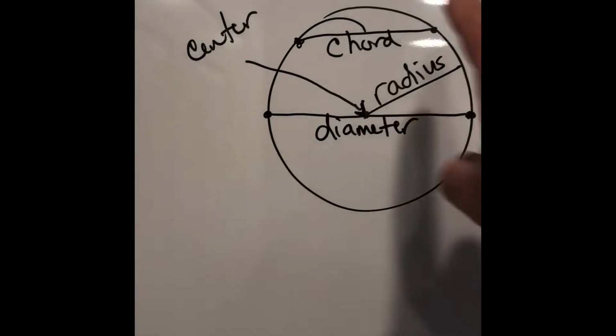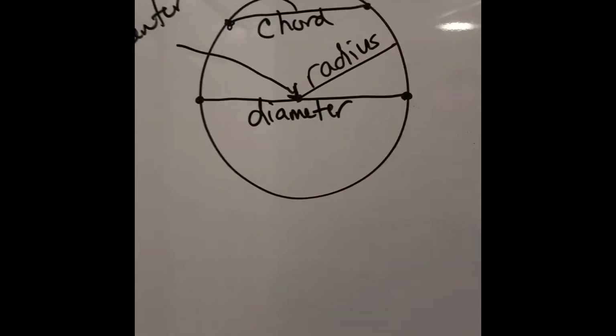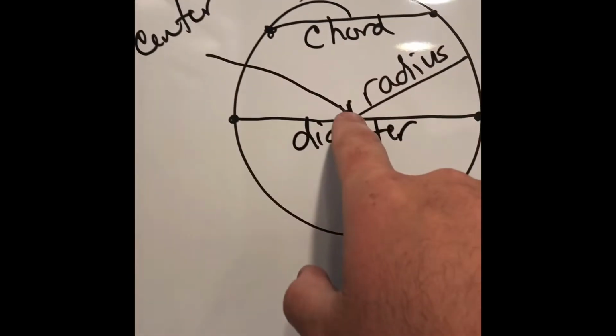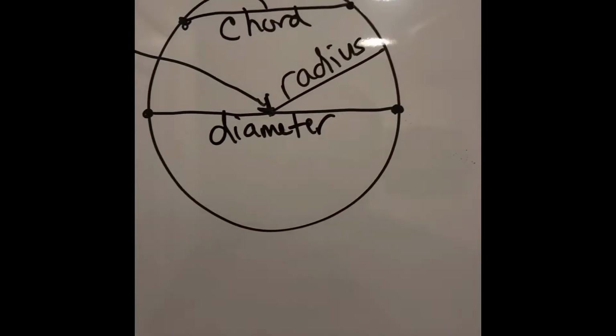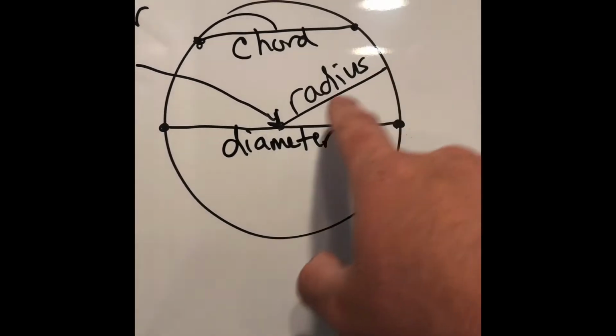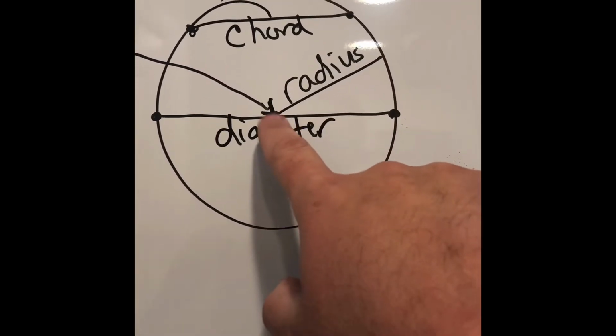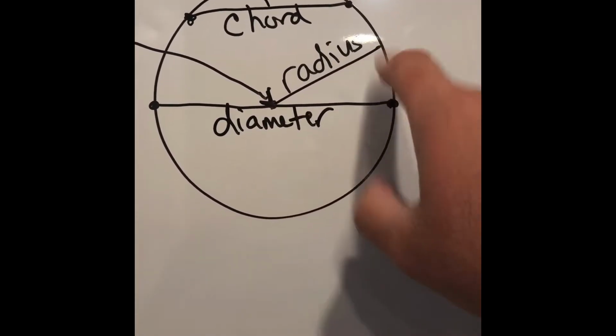All right, so what you guys wrote down yesterday. You wrote down all the stuff that deals with the circle. So we have the center of the circle. The center of the circle is how we're going to name the circle, and we're going to get to that here in a second. You got a radius. Radius goes from the center of the circle to a point on the circle.